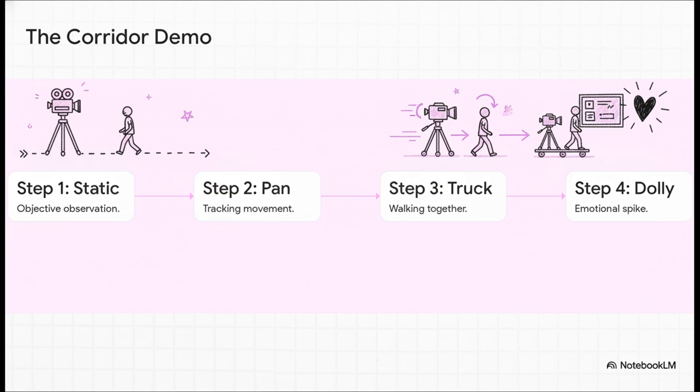We're with them now. And step 4, we do a slow dolly in right as they stop to read a strange message on a bulletin board. Boom! Suddenly the emotional impact spikes. Remember, the action never changed. The student just walked down a hall. But the camera's motivation, that changed the entire feeling of the scene.